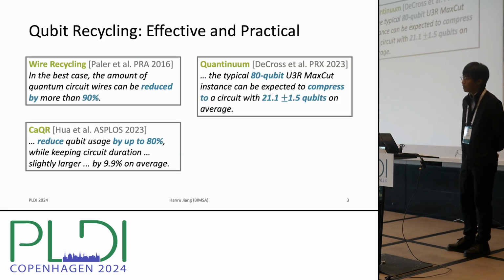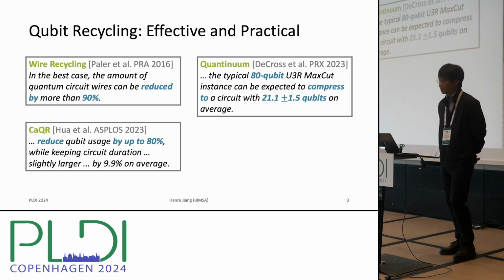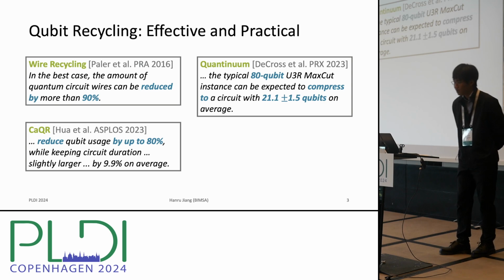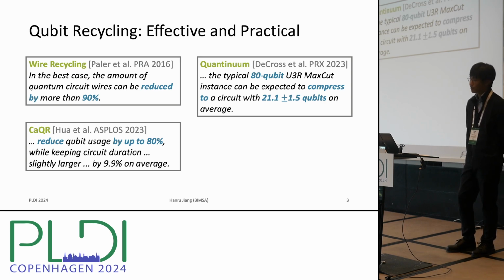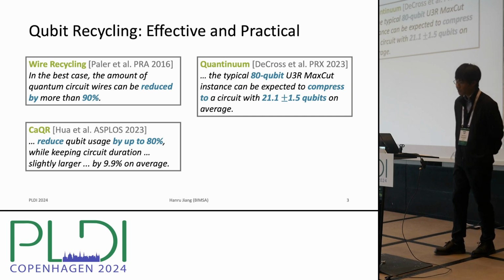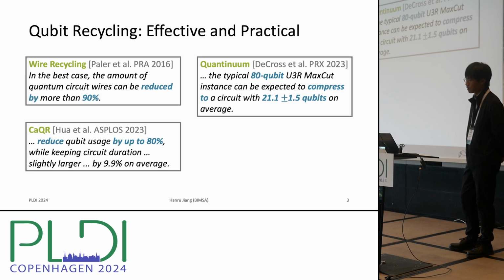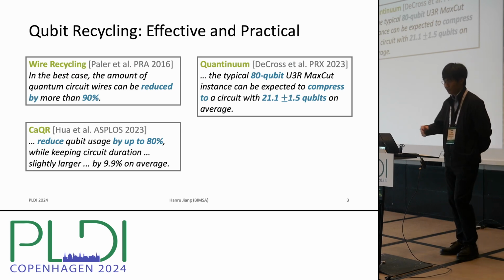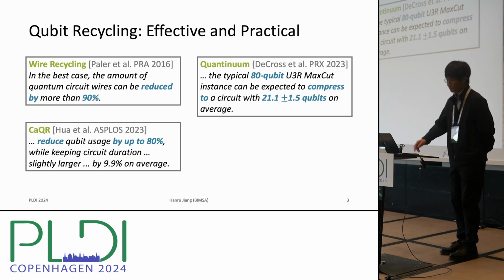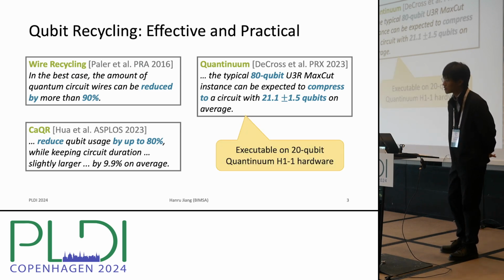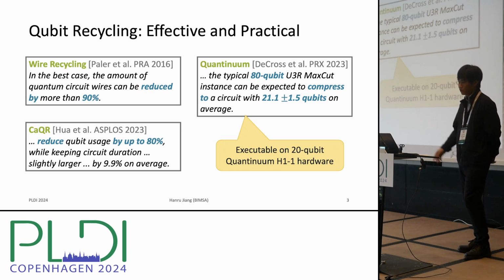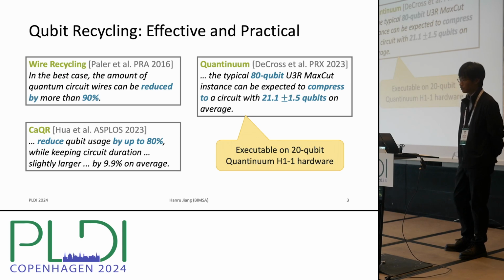This technique is not new. The earliest paper I could find appeared in 2016's PRA paper. They reported that they managed to reduce the circuit width by up to 90% using qubit recycling. And last year, there were 2 papers on this topic. One is CAQR, where they reduced the qubit usage by up to 80% with a slightly increased depth in circuit. Another work is from Quantinuum scientists, where they managed to reduce typical 80-qubit QAOA instances to about 20 qubits to run on their quantum machine.